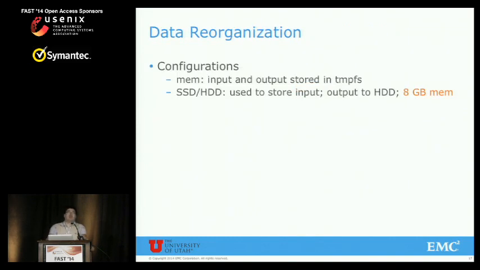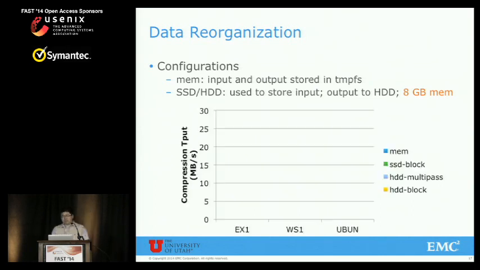Now let's have a look at what throughput we can get when we actually have disk I/O involved. For this case, we mainly consider three configurations. The first is the memory case. For the memory case, we store both input and output in a temporary file system, and there's no disk I/O involved. Then for the SSD case and the HDD case, we store the input file either on the SSD or HDD, and we store the output file on an HDD. And we artificially limited the memory size to be 8 GB.